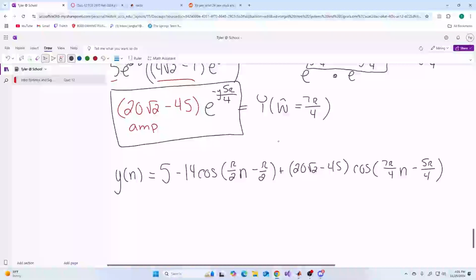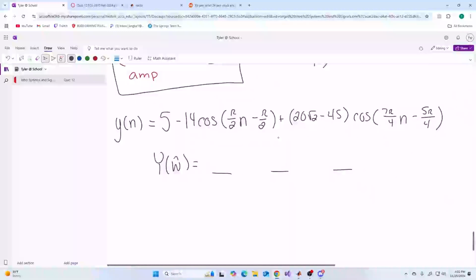So this is how you do problem 2. And you just found all of your y sub w hats at each w hat point. You could then write it into the form of y sub w hat equals, and then you'd put each of the values there. Underneath it, I'll mark y sub w hat equals 0, y sub w hat equals pi divided by 2, w hat equals 7 pi divided by 4. I like to write it like that, just so I know what each one is referencing.